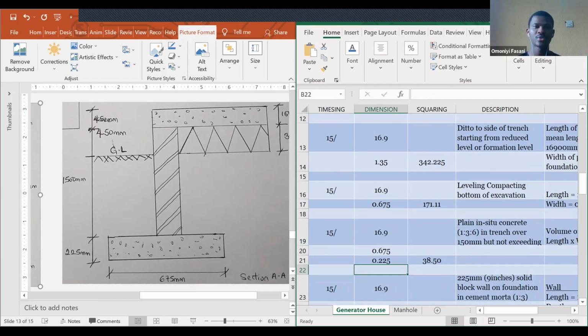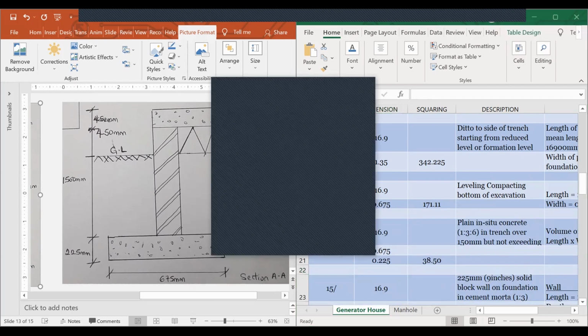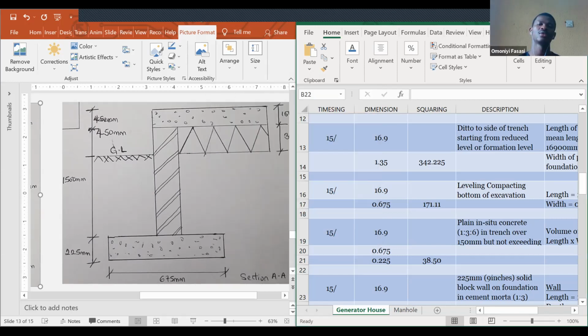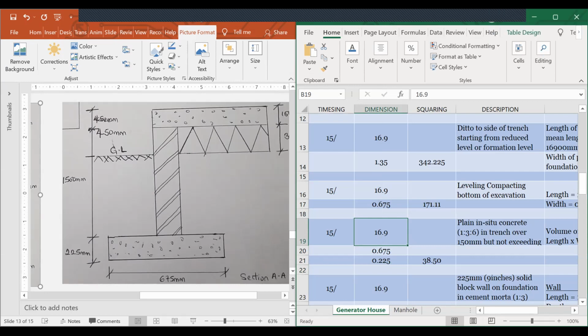Oh, there are questions in the chat box. Is this gatehouse or manhole? This is gatehouse. The 0.15, is it for the blinding or for that trench above the ground level? It's for the blinding now. This thing you are seeing here is cement now. Yeah, this is hardcore. This is cement, like slab. You can also call it slab.